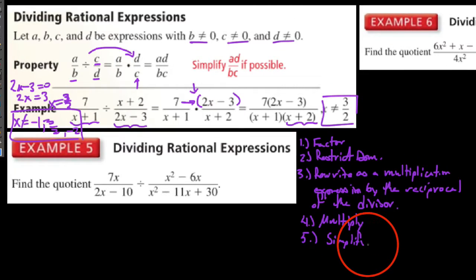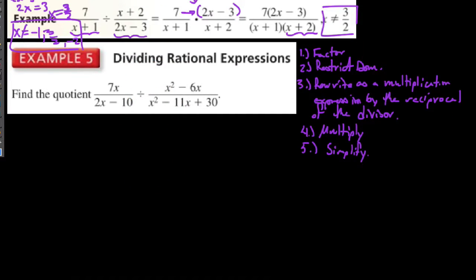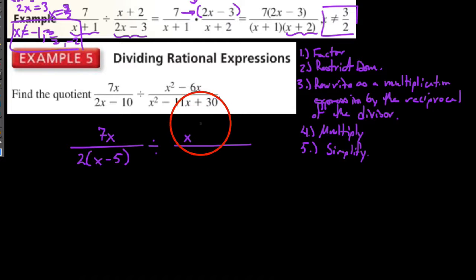We'll look at our very own example here. We are finding the quotient of these two rational expressions. The first thing I'm interested in doing is factoring both sides. On top here, 7 times x, there's no more factoring we can do, but the 2x and the 10 have a common factor of 2. So we'll take out a 2. This leaves us with x minus 5 here. And we are dividing by this expression, where we have a common factor of x up top, x times x minus 6.